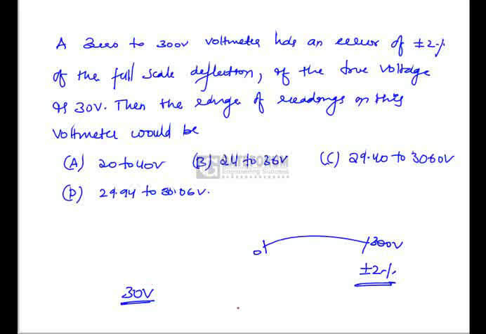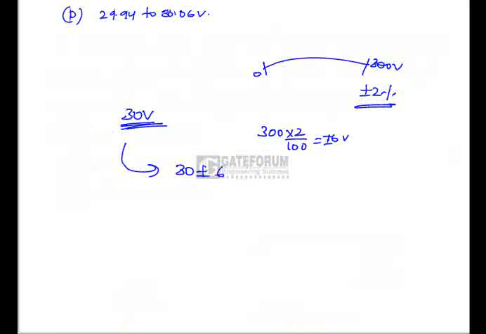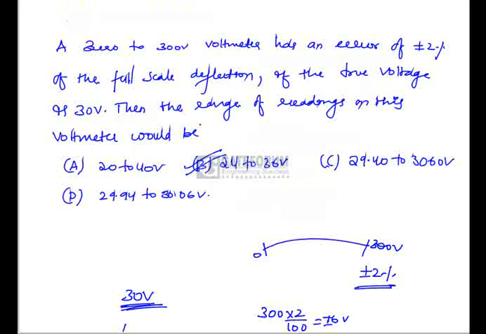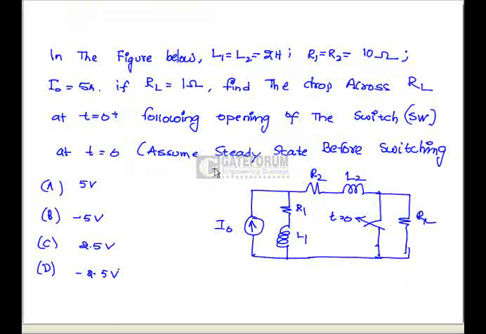Okay. Now, if you see here, on full scale deflection this voltmeter is having 2% error. Okay, that is 300 into 2 by 100, that is plus or minus 6 volts. Now for 30 volts, this is 30 plus or minus 6 volts. The reading of the voltmeter would be 24 to 36 volts. Answer is option B.